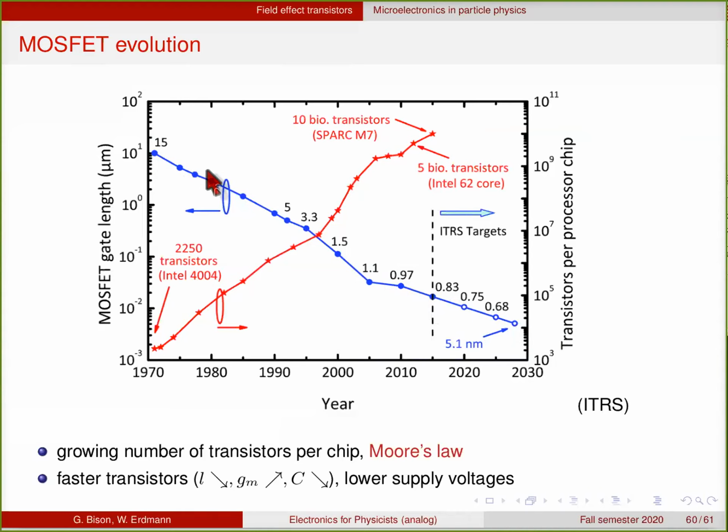So with the gate length and the overall feature size, also the supply voltage is going down. So the earliest CMOS processors had supply voltages of 15 volts. This went down to 5 volts, and now we're well below 1 volt in the most modern technologies here. On the other hand, the number of transistors per chip, as you know from Moore's law, went up and up and up, and still seems to continue to increase exponentially.